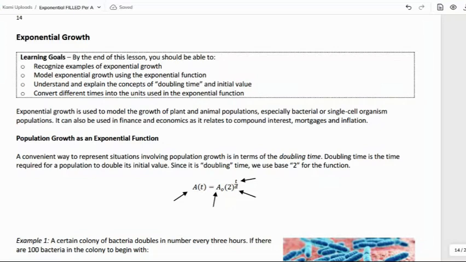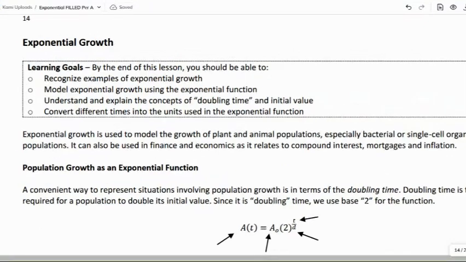at this equation of exponential growth. Let's read the learning goals.